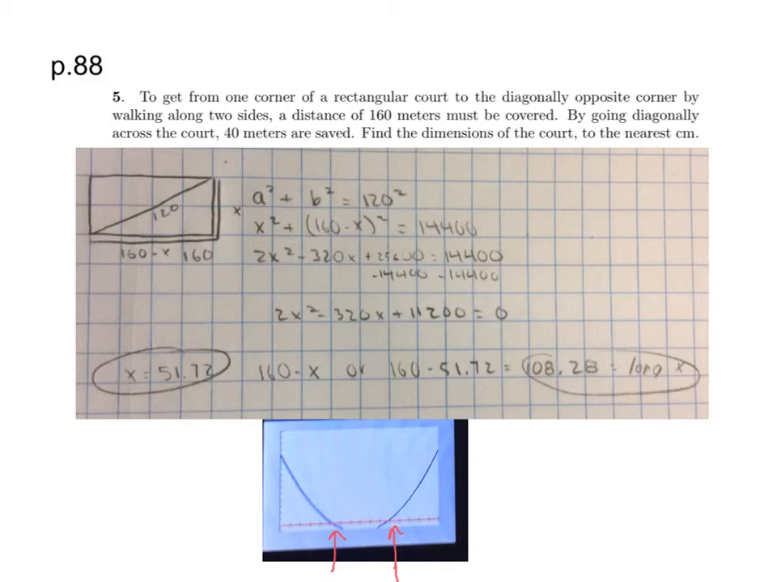How did you know which of the intersections to take? I don't think it mattered, did it? It doesn't. So what would the other intersection be? It would have been 108.28. Perfect. Go ahead and stop that.